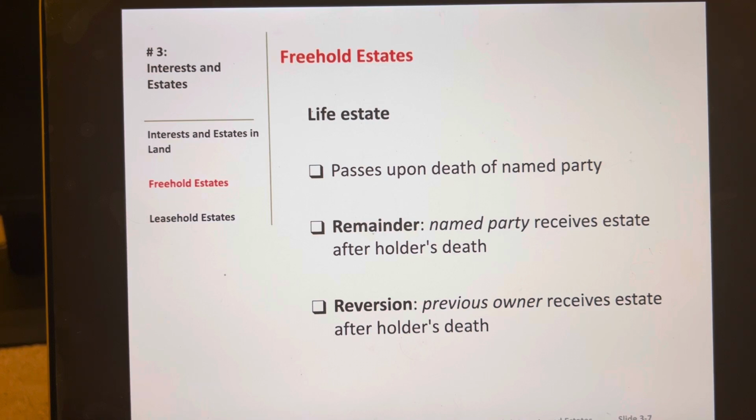All right, so the reversion means that the previous owner receives the estate after the owner's death. If no remainder estate is established, the estate reverts to the original owner or the owner's heirs.